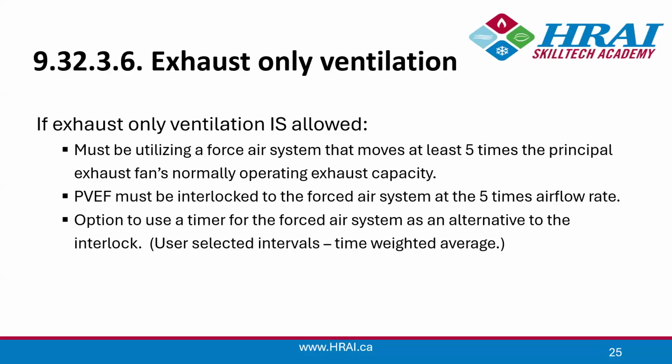So the concept being that, let's just say, for example, in our 3-bedroom home, we have a principal exhaust fan that's 64 cubic feet per minute, or let's call it 60 to make the math a little easier. If we decide that we're going to use that in conjunction with our forced air heating system, we'll need to set the forced air to a minimum of 300 cubic feet per minute, so 5 times our principal exhaust fan capacity, and make sure that it's interlocked to run at that speed.